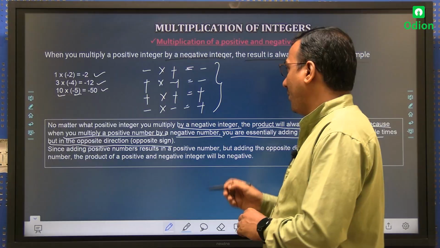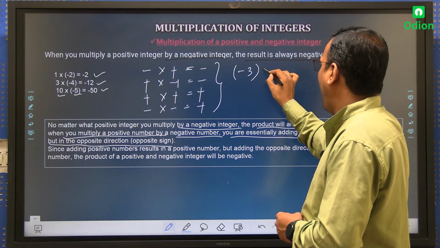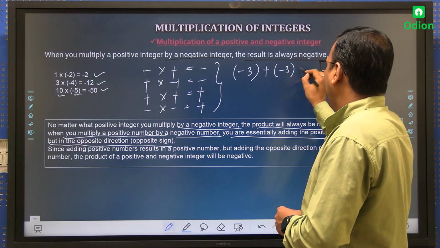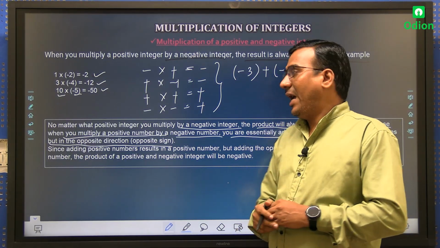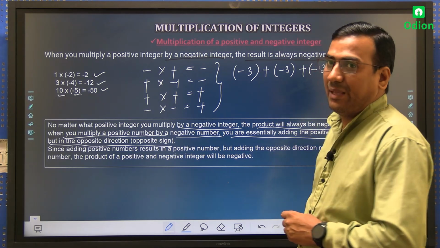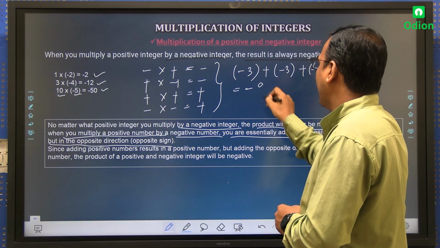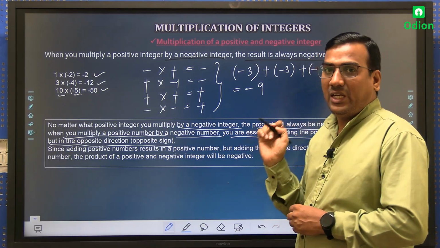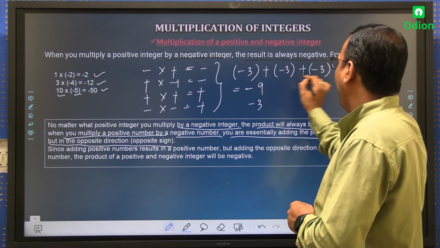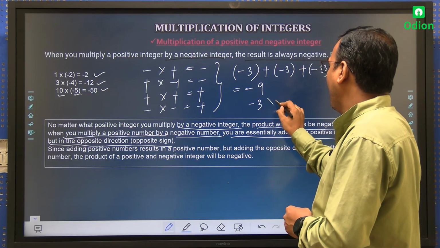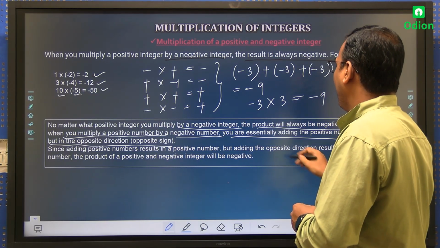What does it mean? Suppose I am going to add minus 3, 3 times. Then what will be the result? The result is minus 9. How did you get this answer? The answer is so easy: minus 3 is given 3 times, just multiply it with 3. Then the answer is minus 9.